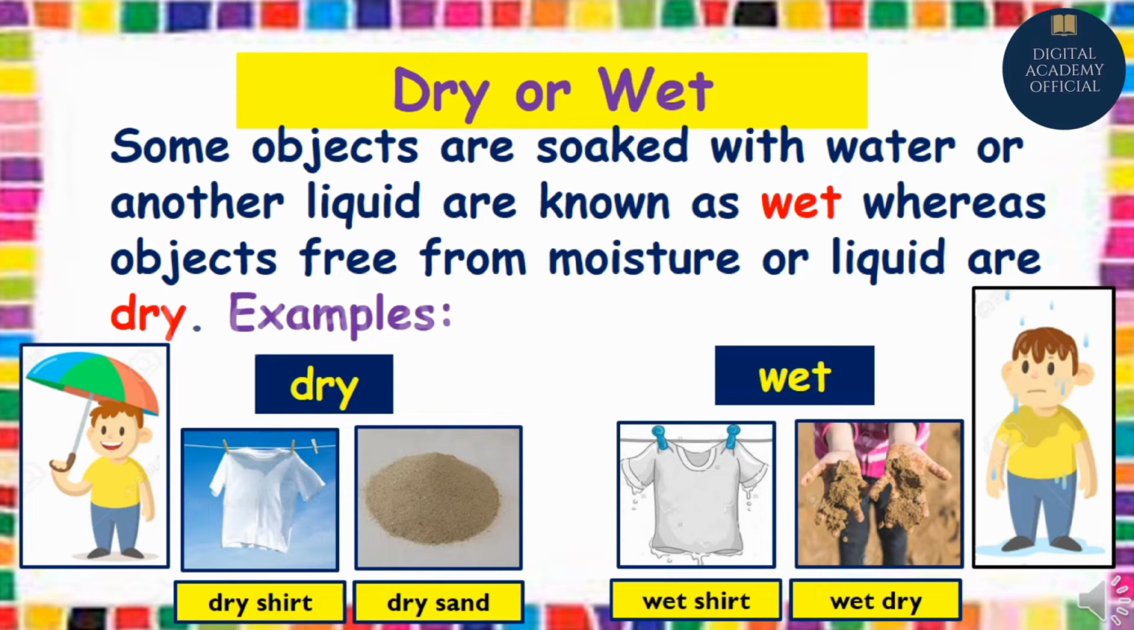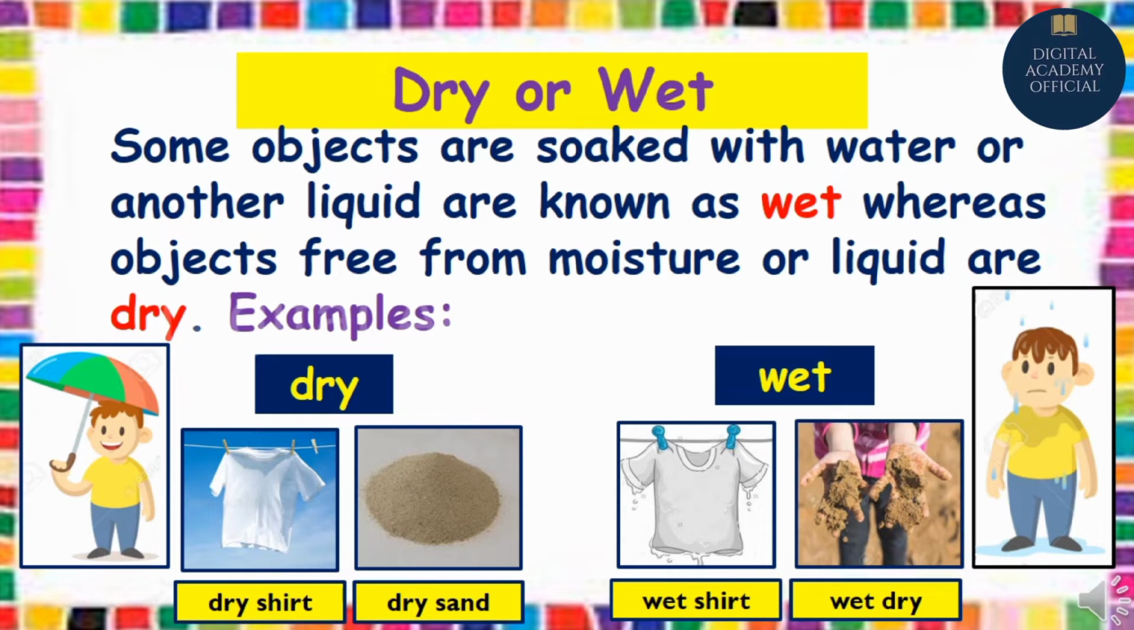What about dry objects? Dry objects are free from any kind of moisture or liquid. For example, the shirt that has been hanging on the clothesline for some time gets dried up in the sun. When you touch it, there is no water in it. It's all dry. And what about dry sand? When you touch it, it doesn't spoil your hand. It just falls out of your hand. Okay?